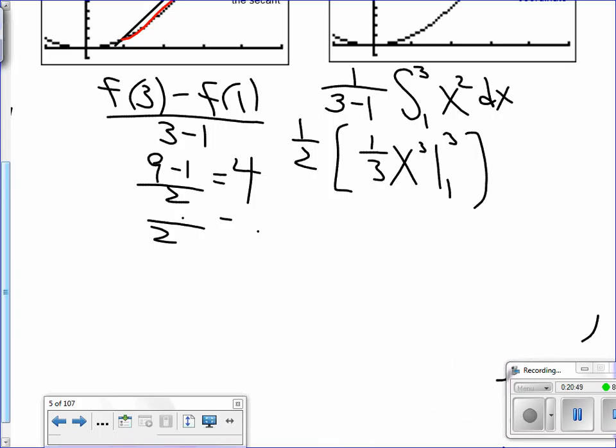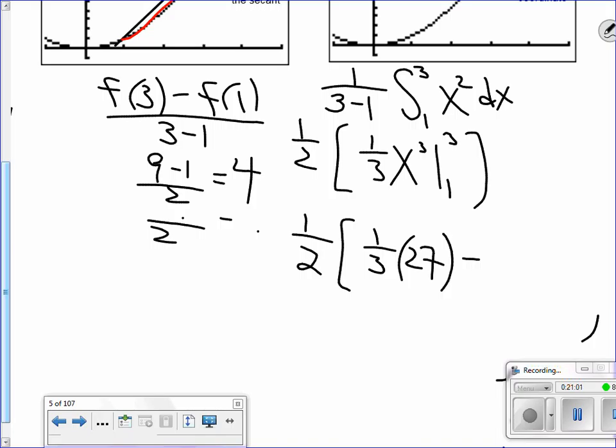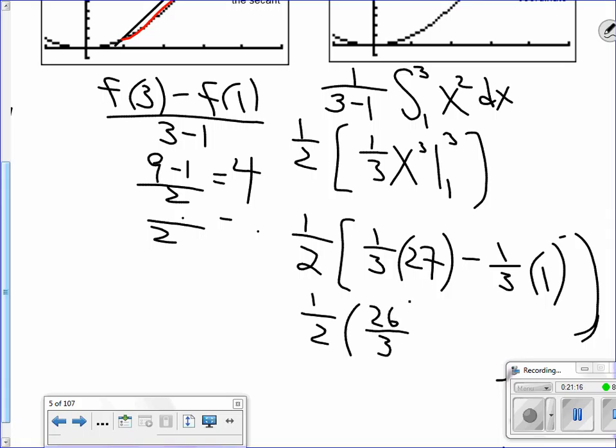So when you actually get the antiderivative yourself, you plug in the upper limit first. So 1/3 of 27 minus 1/3 of 1. So you have 27/3 minus 1/3 inside. So we have 1/2 of 26/3, which is, as you told me, 13/3. What is that around? A mixed number, a little more than 4. 4 1/3.